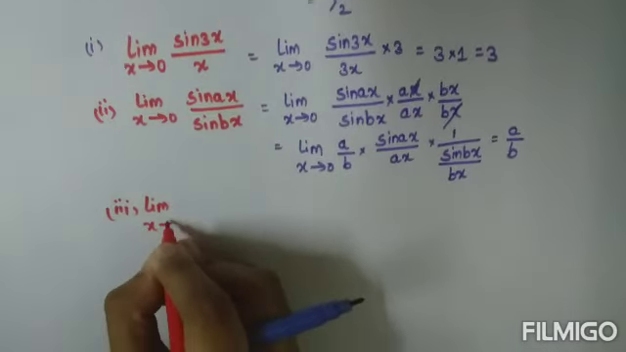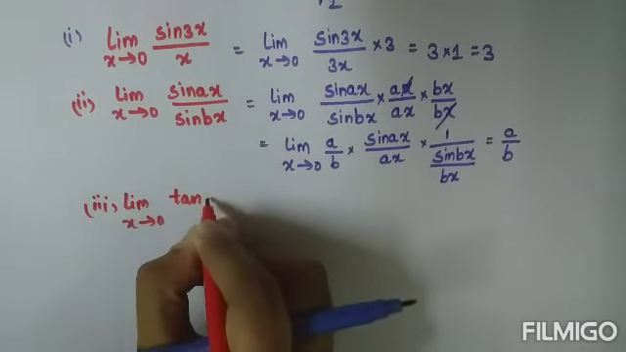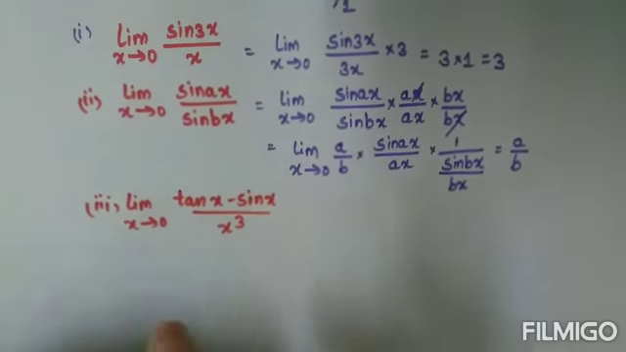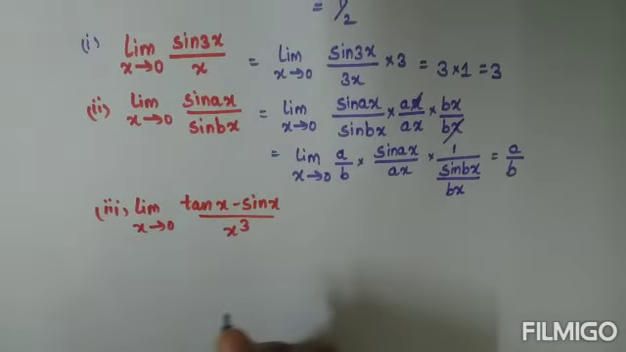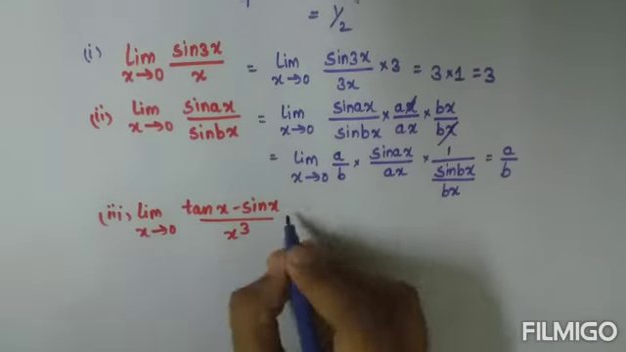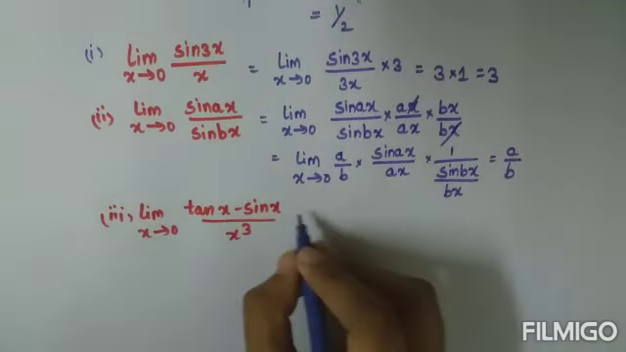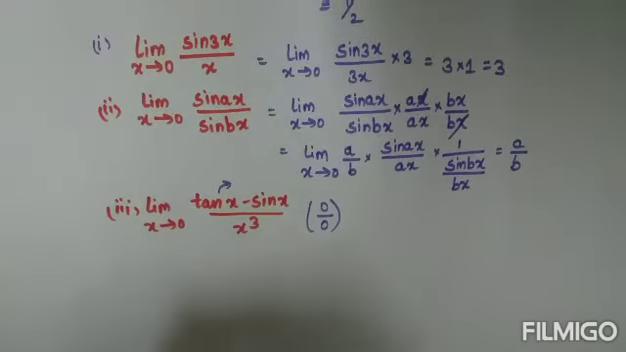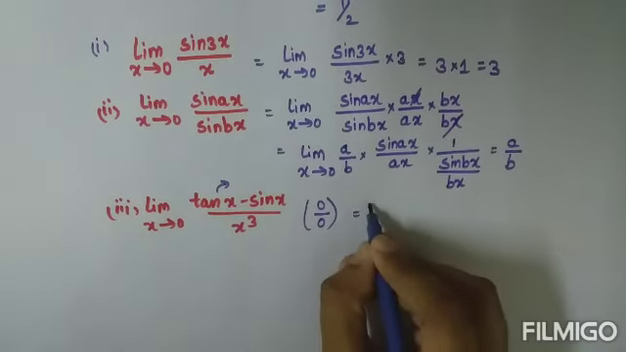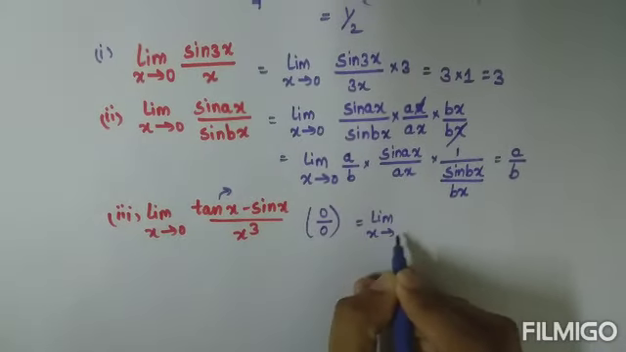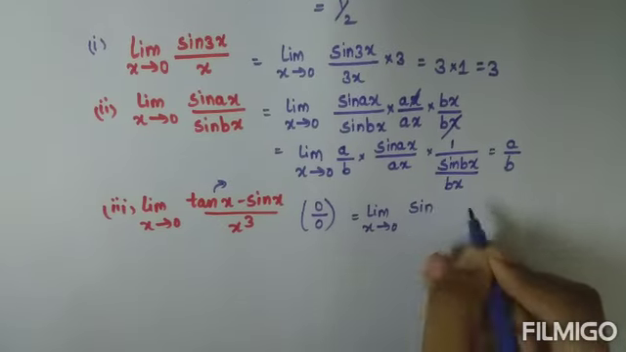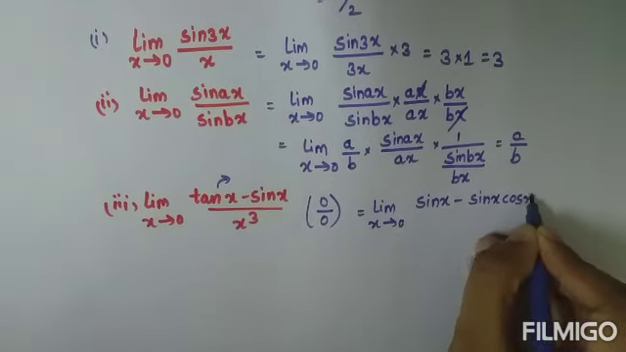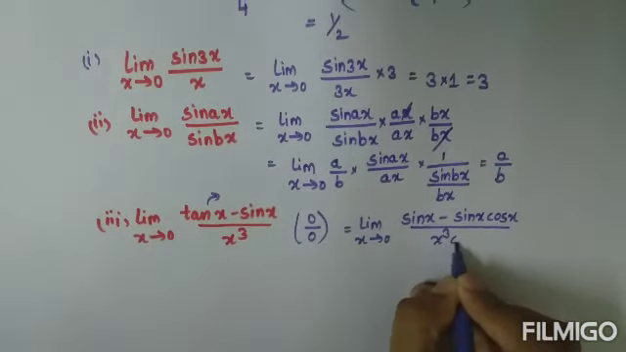Limit x tends to 0 tan x minus sin x by x cube. Now how we will solve this problem is, if we substitute x, what will happen? We will get 0 by 0 form. So let us expand tan x as sin x by cos x. So we will get limit x tends to 0 sin x minus sin x cos x by x cube cos x.